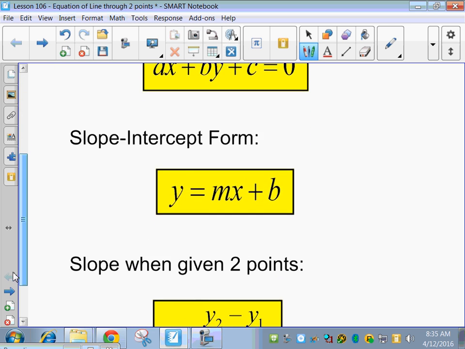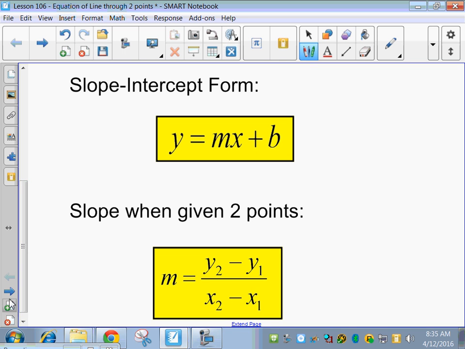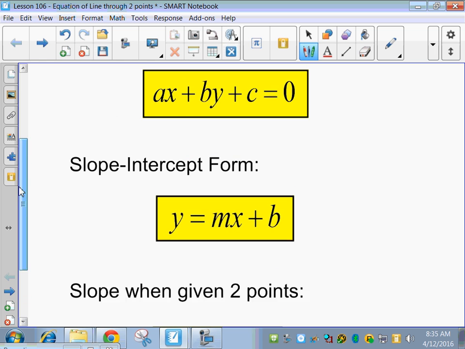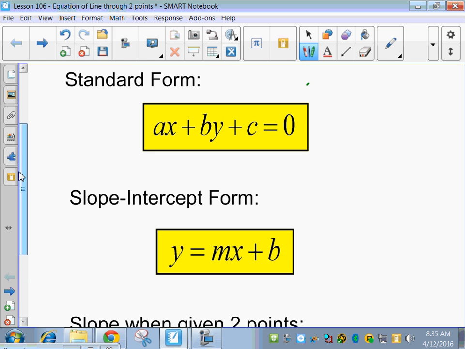And then we have what's called slope-intercept form, y equals mx plus b. You guys have learned that. So typically when we graph it, we put it in slope-intercept form, you guys. What's the m stand for? The slope, right? What's the b stand for? The y-intercept, right? So we're pretty good at that, hopefully.